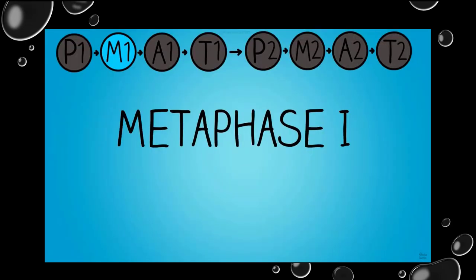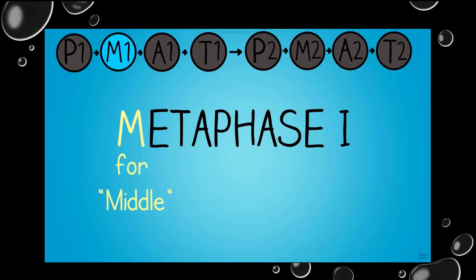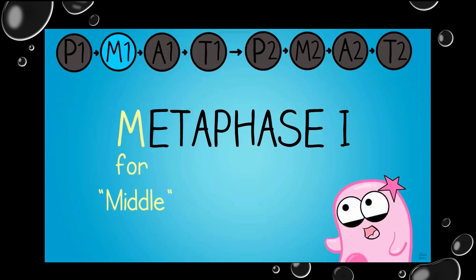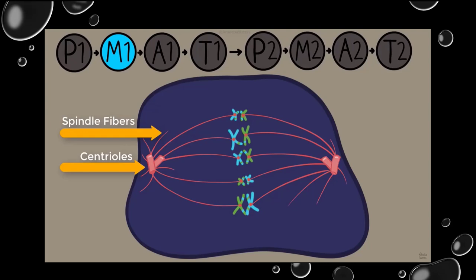In metaphase 1, think of the M as standing for middle. The chromosomes are now going to be in the middle of the cell. It's a little bit different though from mitosis because these chromosomes are going to be in pairs in the middle of the cell. So it's not a single file line, they're in pairs in the middle.